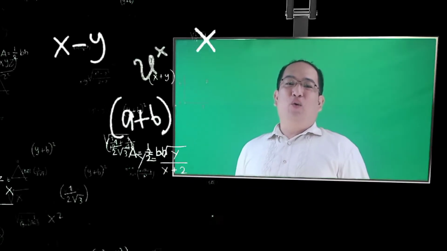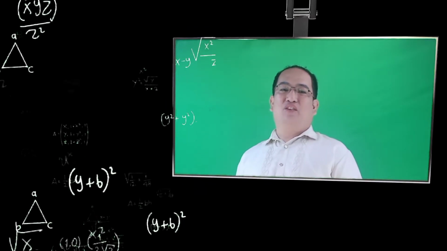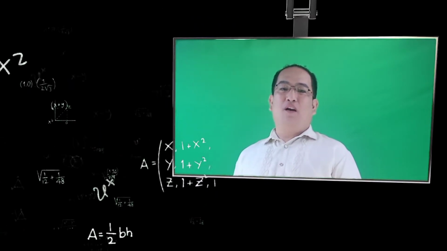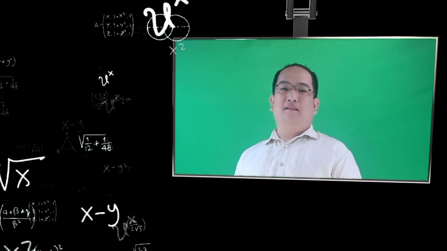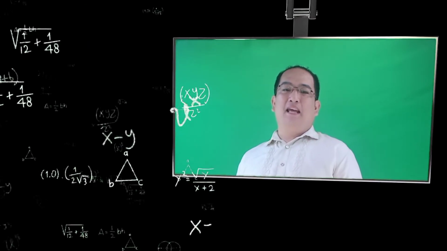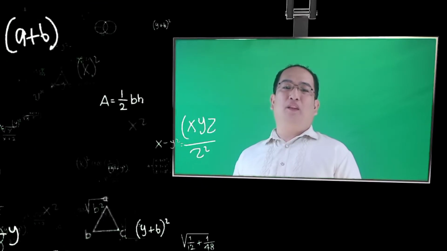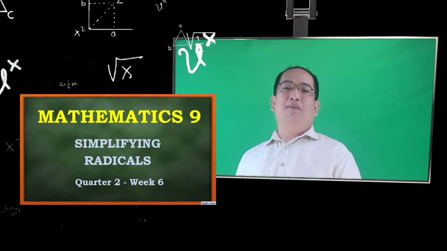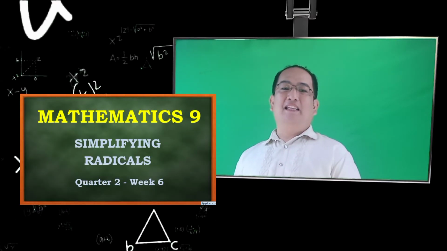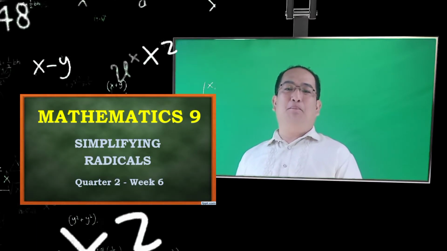Today, you're going to join me in our discussion for Mathematics 9, Quarter 2, Week 6. Before we begin, be sure that you have your pen, paper, and your module with you. Our topic for today is Simplifying Radicals, written by Teacher Berlin B. Cabal.